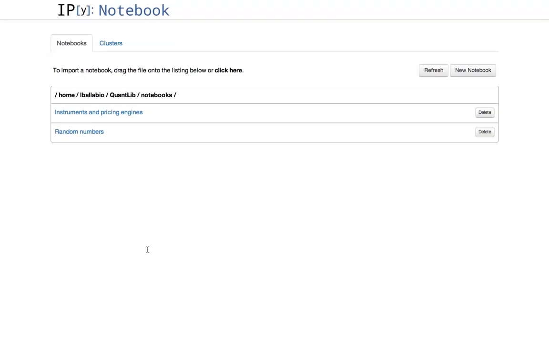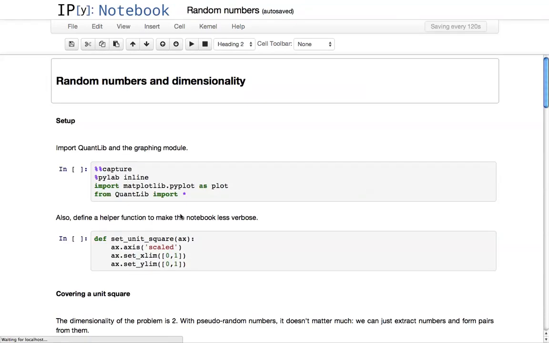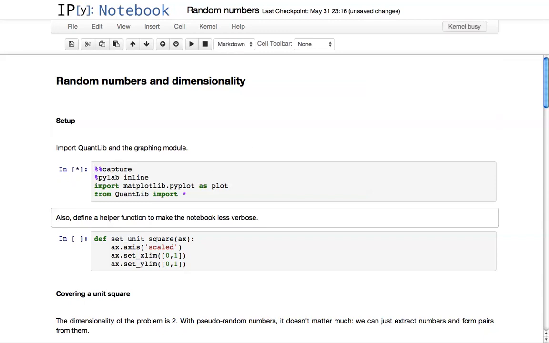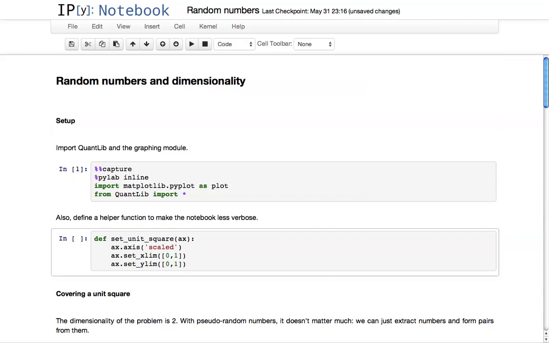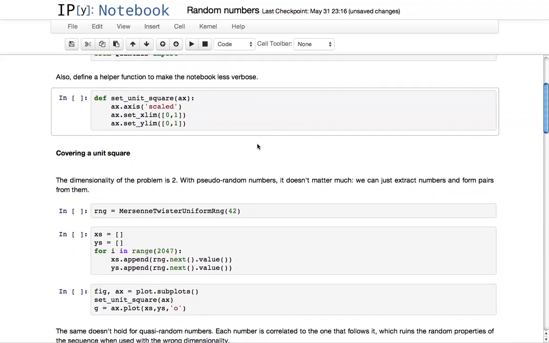Hello everybody, this is another of my QuantLib notebooks. This time I'm going to talk about the dimensionality of a Monte Carlo problem and why it matters when generating random numbers. So first I'll just get the setup out of the way. I'll import QuantLib. I'll define a helper function because I'm going to make a number of plots, all with the same parameters.